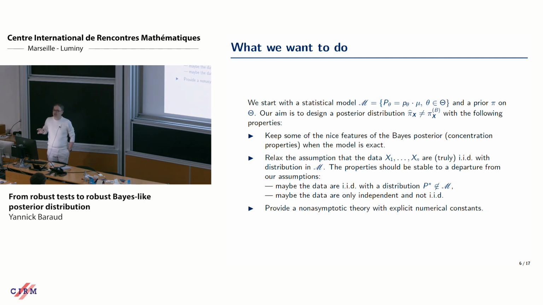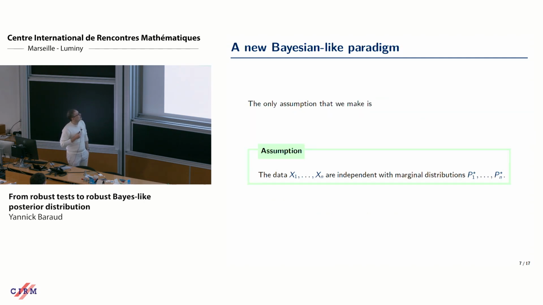Nevertheless, I need to make assumptions, something that I really assume to be true. And the only assumption I will make is this one: I will assume that the data I've observed are independent. Not necessarily i.i.d., but independent. So they may have different marginal distributions that I will denote by p1 star, ..., pn star. And what I want to do is to analyze the performance of this new posterior distribution in this context, with just independent observations with possibly different marginals.